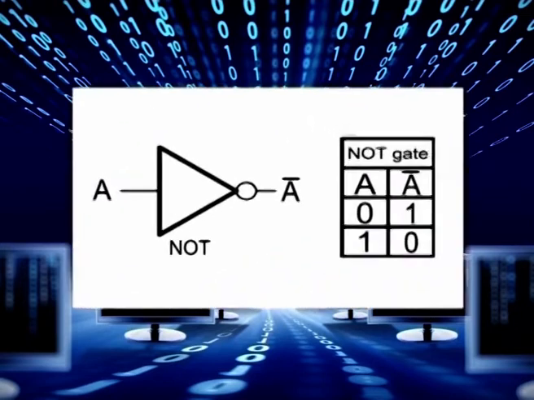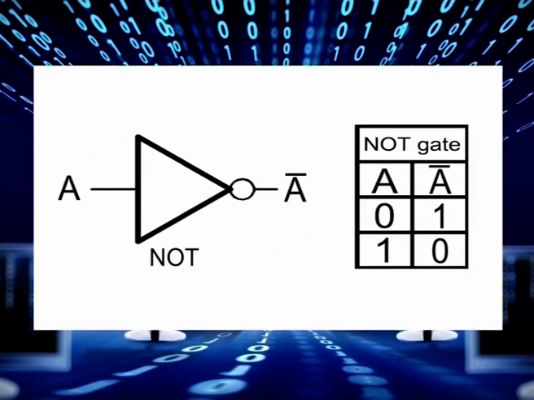Look at the diagram. This is the representation of NOT gate along with its truth table. Here A is the only input and A bar is the output. In the truth table, we can easily notice that the output is 1 when the input A is 0 and is 0 when the input A is 1. So, basically NOT gate inverts or toggles the value of the input.